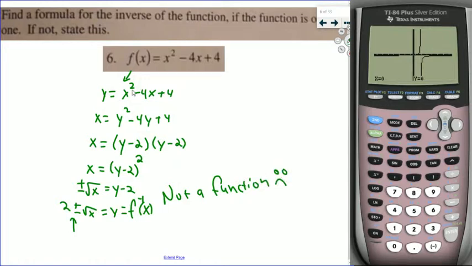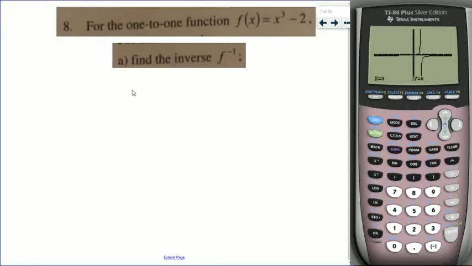Sad face. Okay, so we find the inverse, and then we stated that it is not a function. Okay, on to number 8. Remember, because you're supposed to skip number 7, so don't do it. Number 8, for the one-to-one function, f of x equals x cubed minus 2. Find the inverse, which is going to be called f inverse.